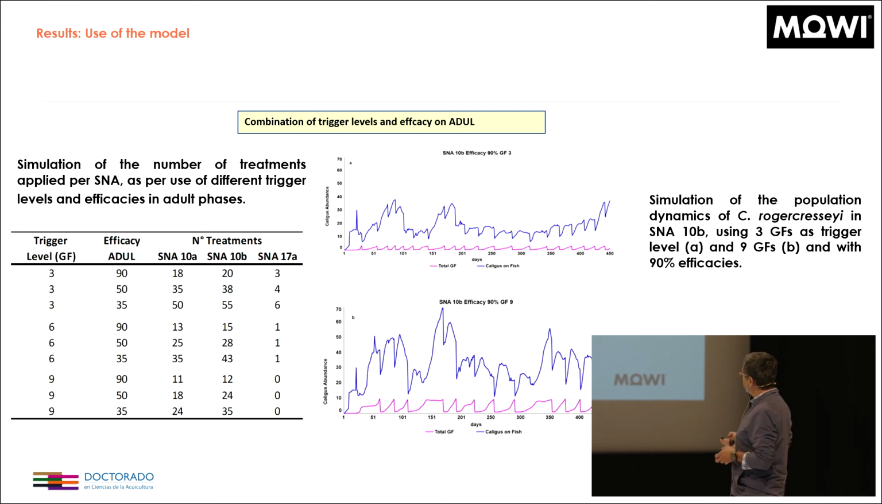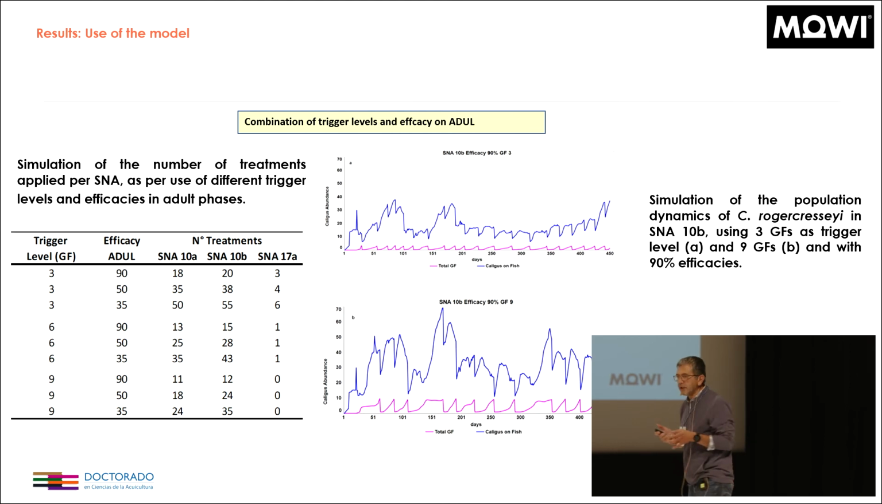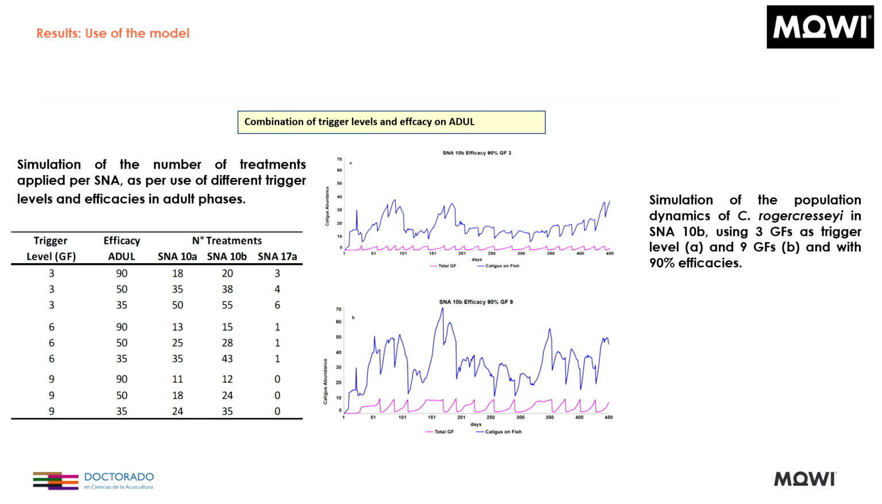And in the other part, showing the impact on abundance in the population dynamics of the sea lice, we can see here, if we use the same 90% efficacy on juveniles, maintaining 9 gravid females as a trigger level compared with the others with 3 gravid females, more total sea lice will be predicted according to the model.